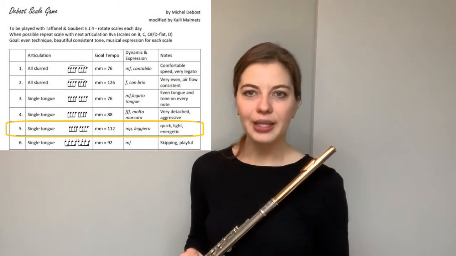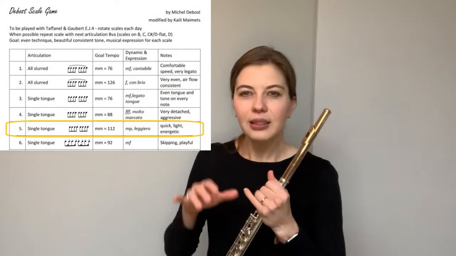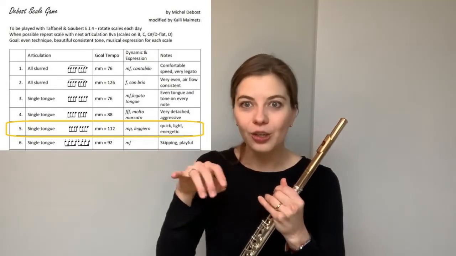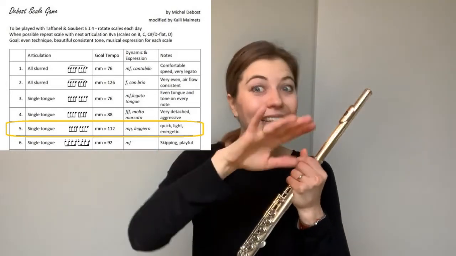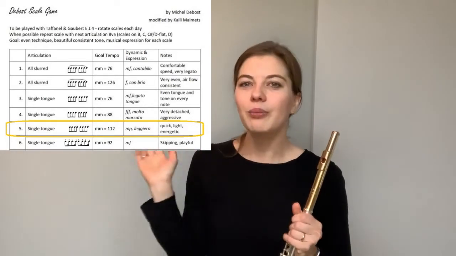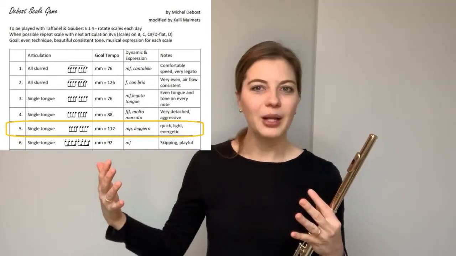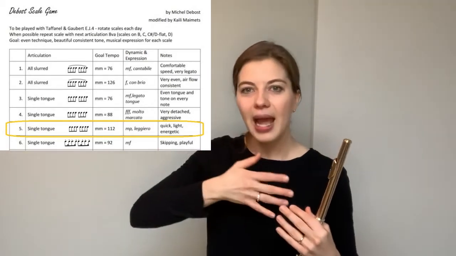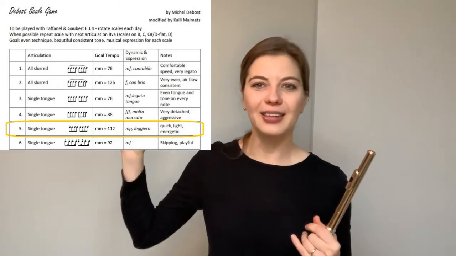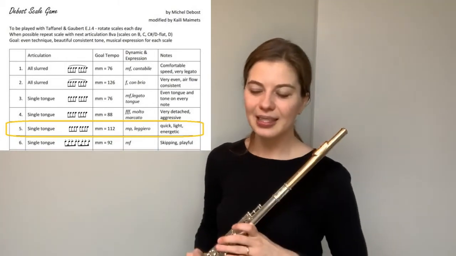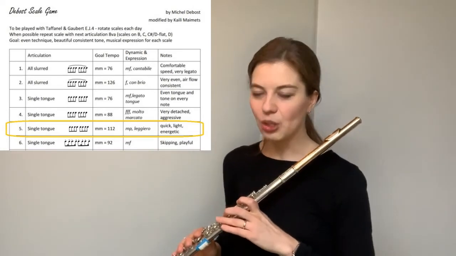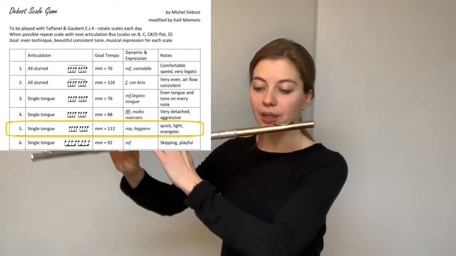And I like to imagine that it's like a little mouse scurrying across the floor, as lightly as you can. Or maybe you want to imagine that it's a ballerina on the point flitting across the stage very lightly and elegantly. So that's the kind of articulation we're trying to aim for. So we're going to do D minor with articulation number 5.